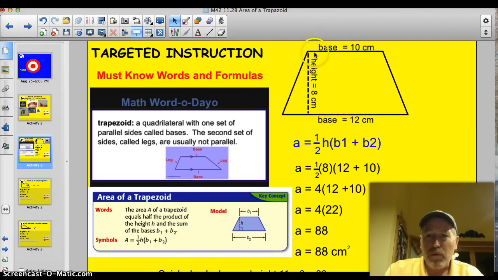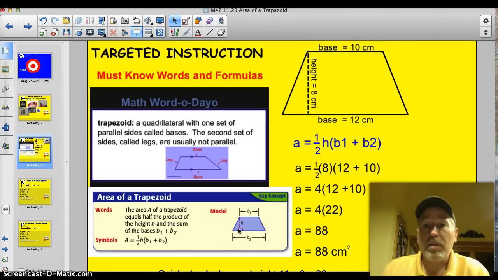So on this trapezoid up here, this is a base, and then these two sides that are not parallel are called the legs. All right, down here, base, leg, leg. That's what it is for a trapezoid.